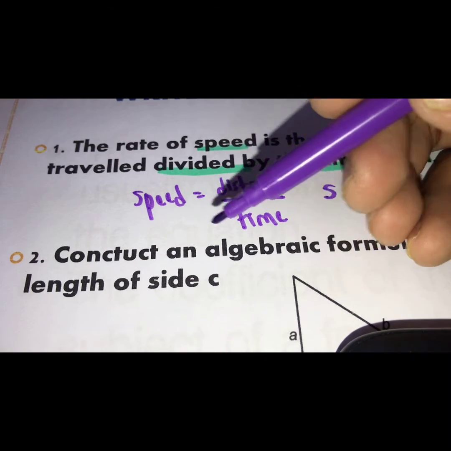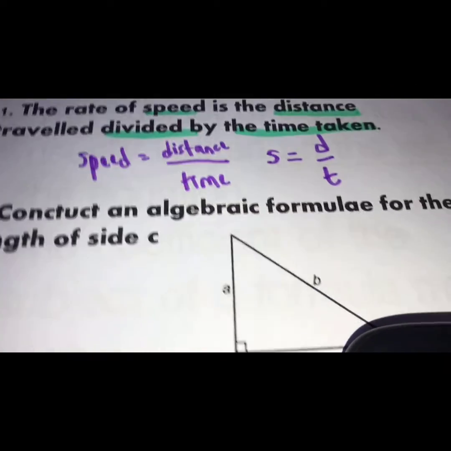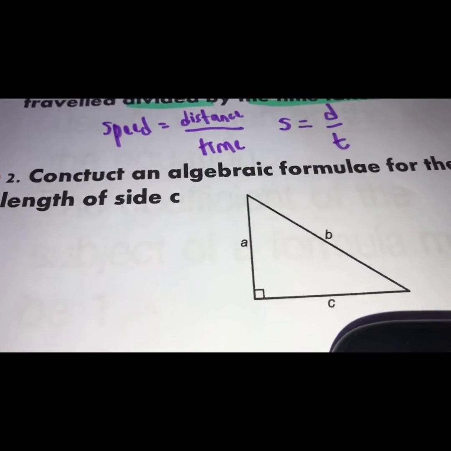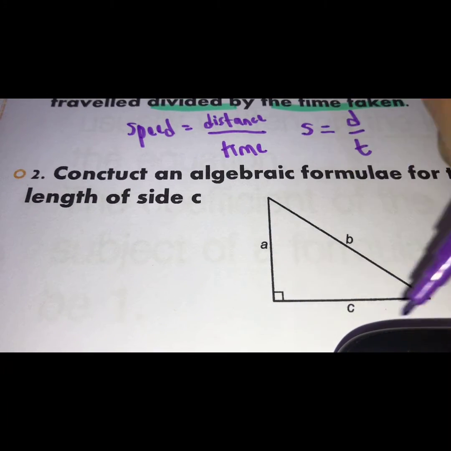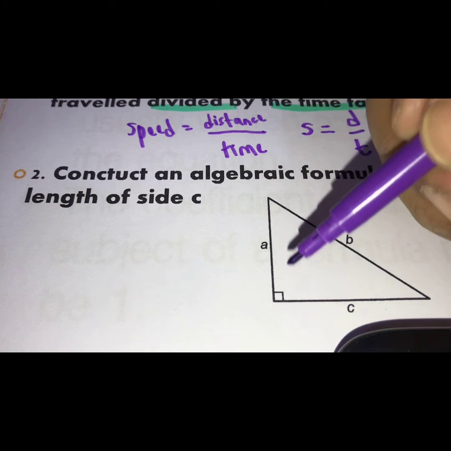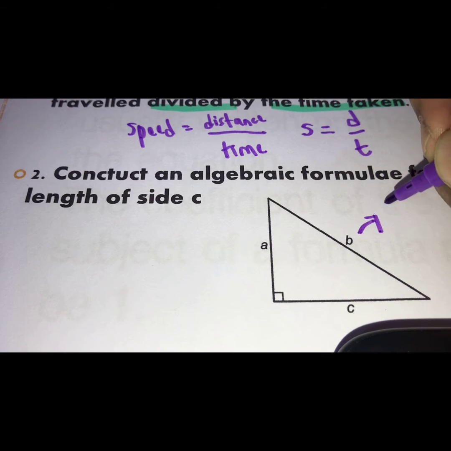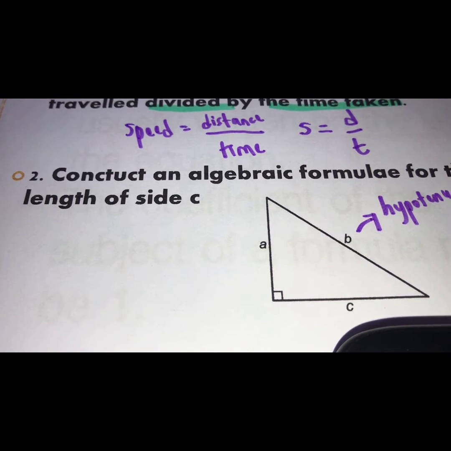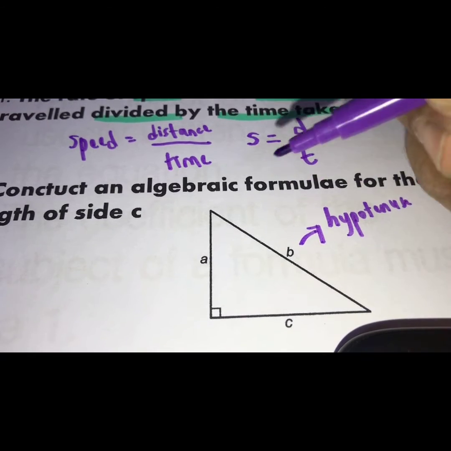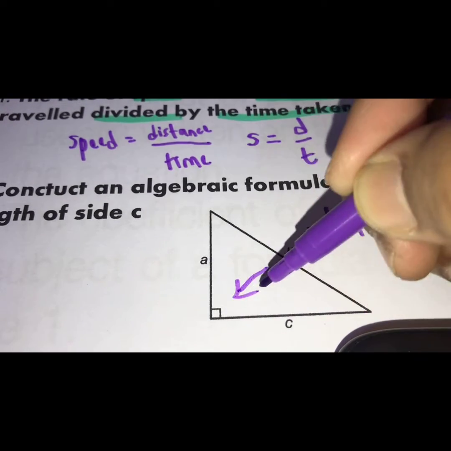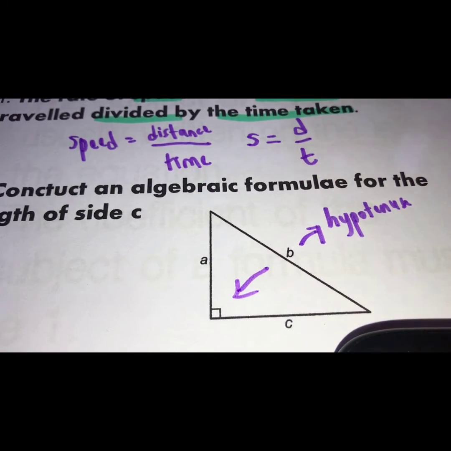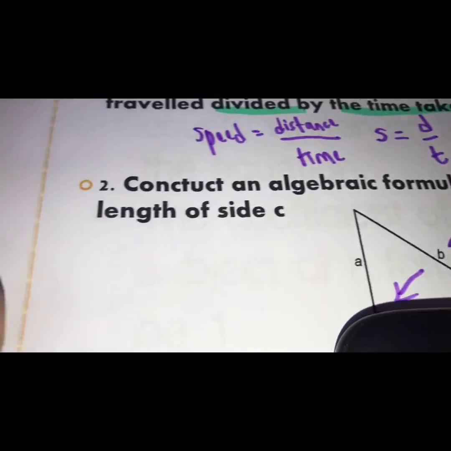Now construct an algebraic formula for the length of side C. You know this one is the shape of a right-angled triangle. How do you know? Because this one is 90 degrees. So B is the hypotenuse. From Form 1 you learned chapter 13, Pythagoras theorem. How do you know B is the hypotenuse? Because B is opposite to the right angle, opposite to 90 degrees, and it is the longest side. So B is the hypotenuse. How to write the formula?